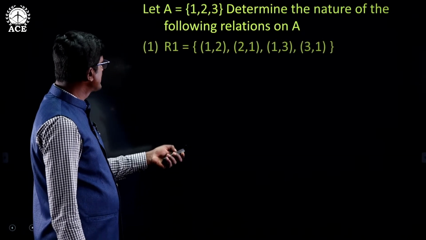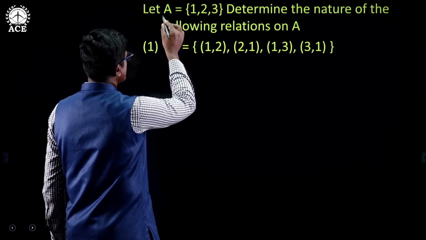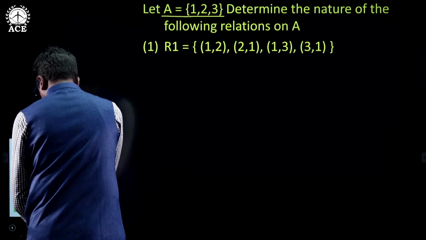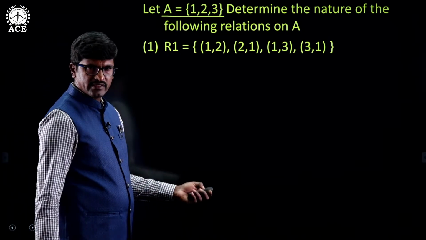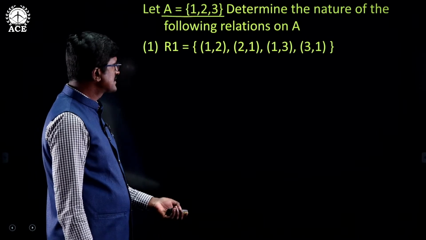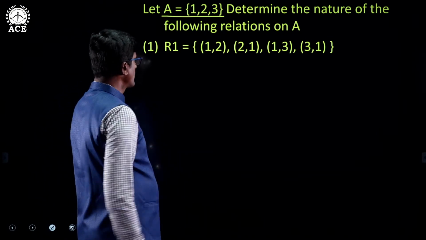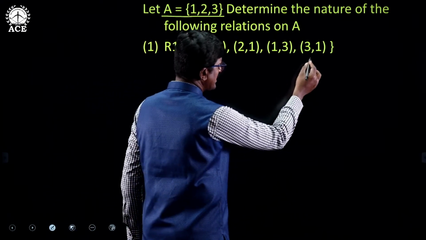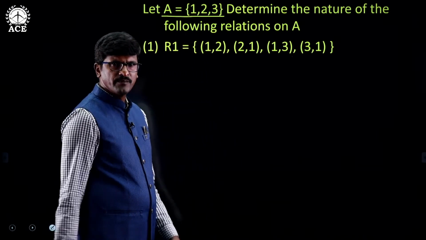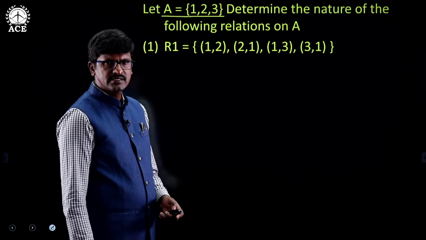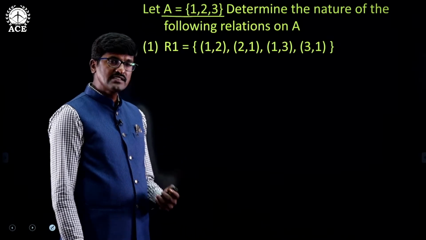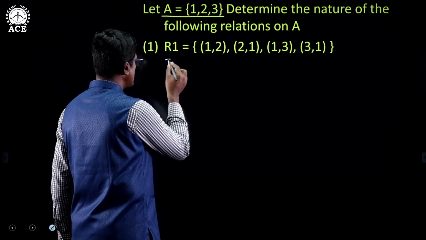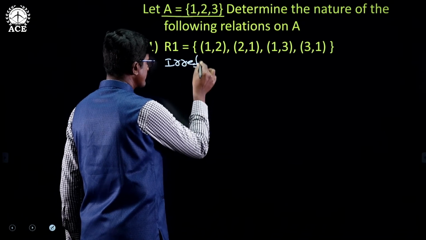Now we'll discuss some examples. I am taking the set A equal to {1, 2, 3, 4}, and some relations. We will see whether these relations are reflexive, symmetric, or transitive. The first relation is R1 equal to {(1,2), (2,1), (1,3), (3,1)}. Is it reflexive? No, this is not reflexive. If it is not reflexive, then what type is it? It is an irreflexive relation.